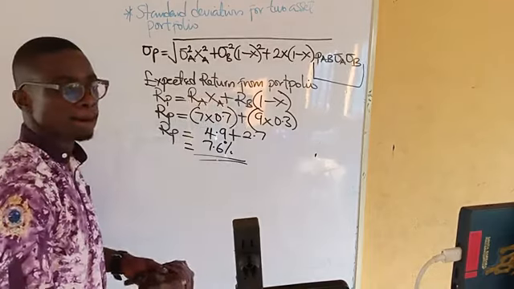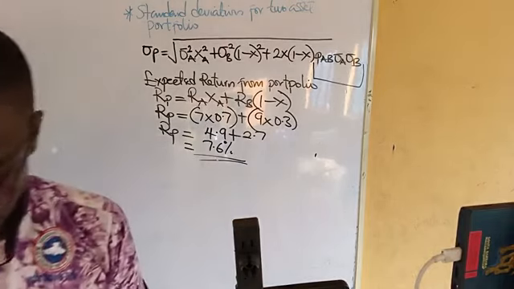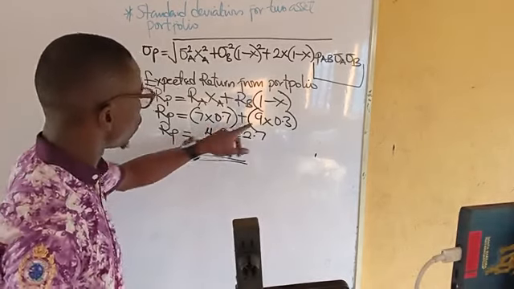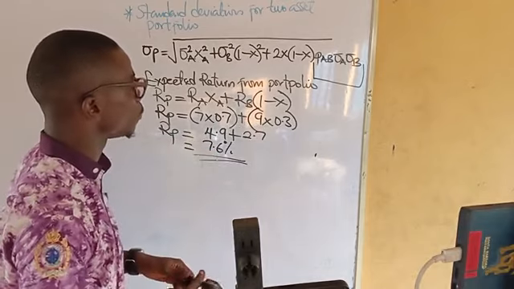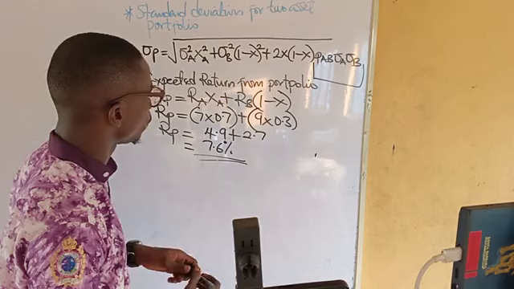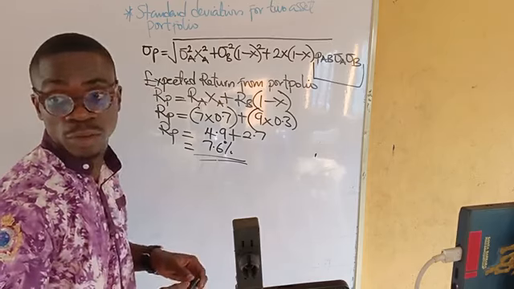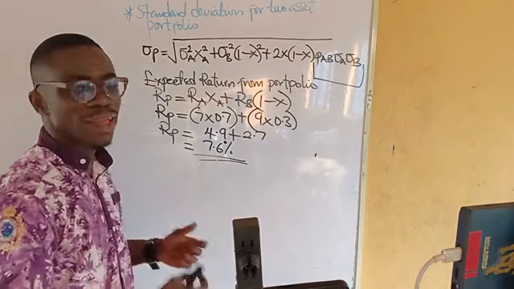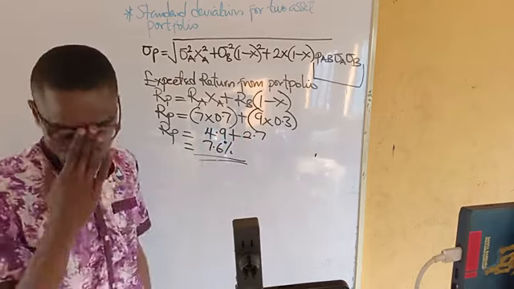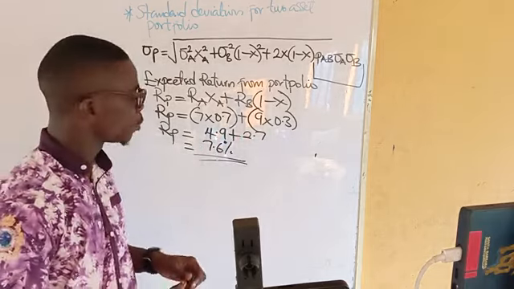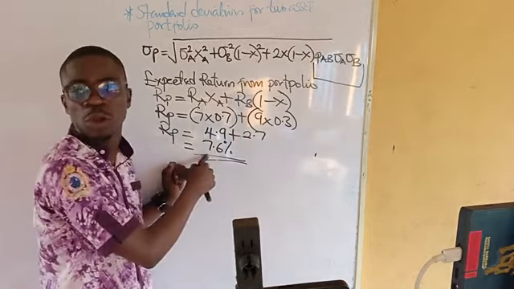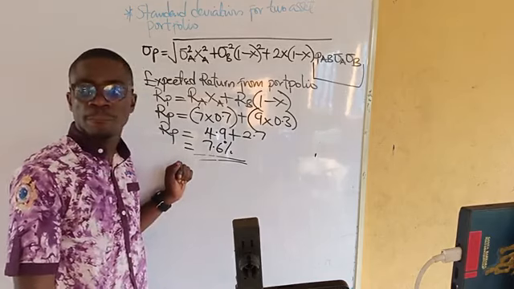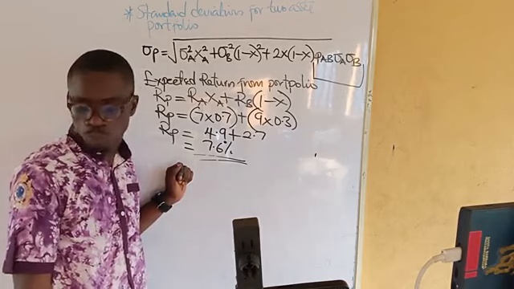Sir, please, is that 9 times 0.3? Yes. Is it 9% or 90%? It's 9%. Is it not supposed to be 0.9? Now it's already in percentage. That's why after getting the answer, what do you put here? 7.6%. Okay. Alright, no problem.